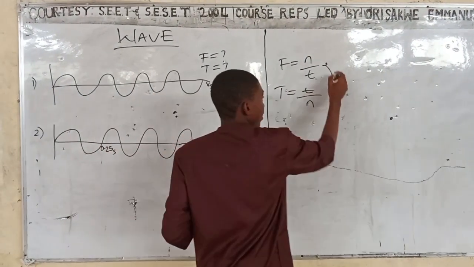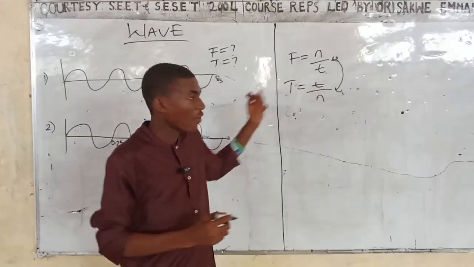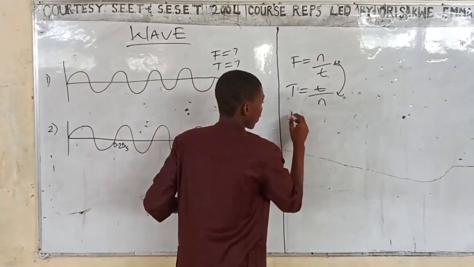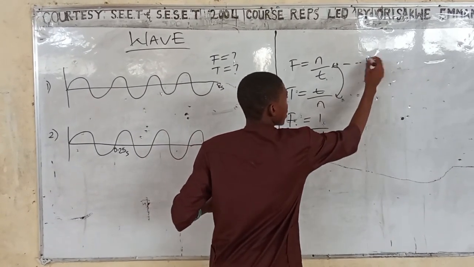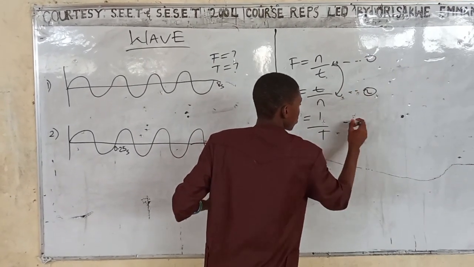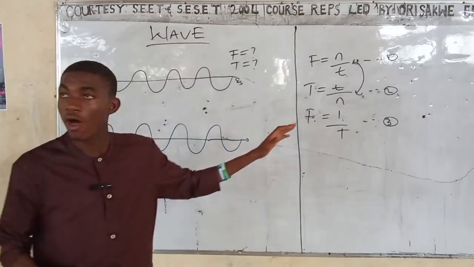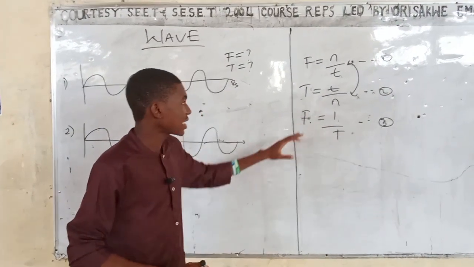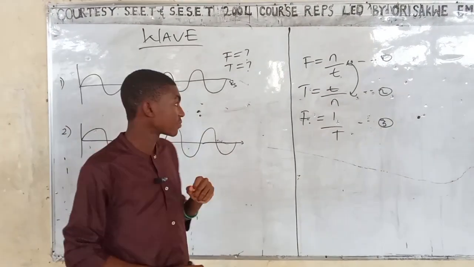What does this mean? If you look at these two formulas, you know that our frequency is the inverse of our period. So you can say our frequency equals 1 over T. This is equation 1, this is equation 2, this is equation 3. So our frequency is therefore the inverse of our period. Now let's use this idea to solve this problem.